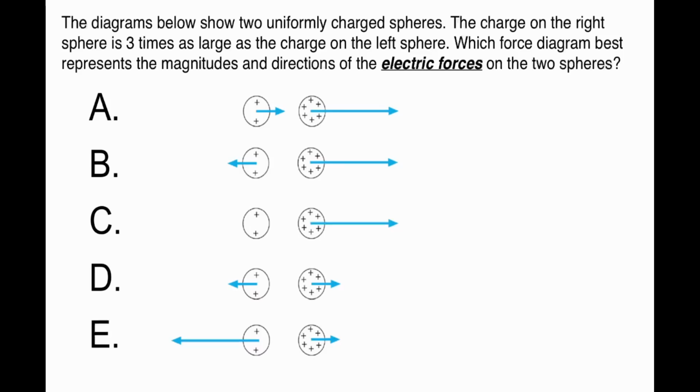The Earth pulls on the moon. Does the moon pull on the Earth? Is that weaker, stronger, or the same? It's the same. Even though the masses are different, the force between them is the same.